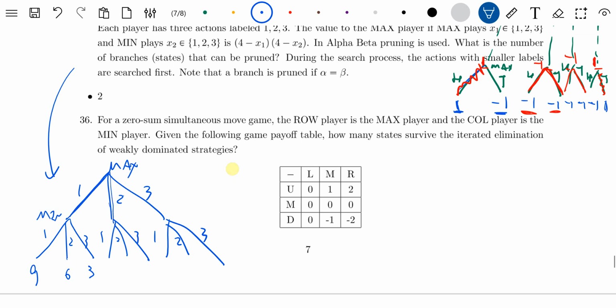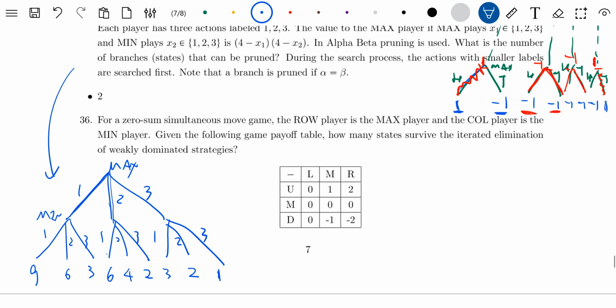And now this is 2. 2 times 3 is 6. 2 times 2 is 4. 2 times 1 is 2. Is it right? Yes. So now this is 3. 4 minus 3 is 1. So 1 times 3 is 3. 1 times 2 is 2. 1 times 1 is 1.